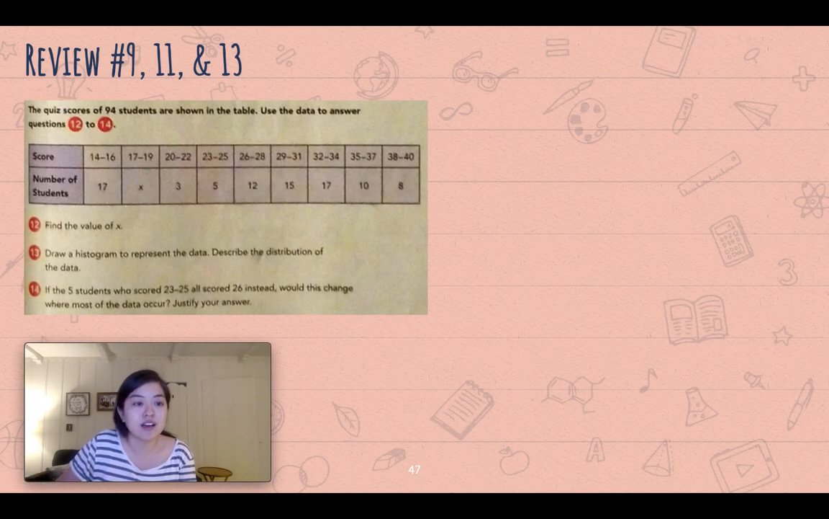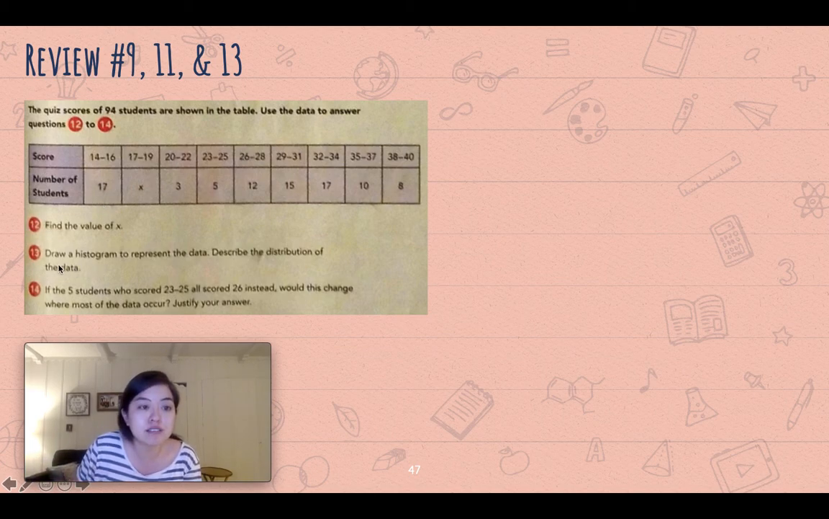All right, now these are quiz scores of 94 students. Now they don't give us this value X, okay? But you know how many students there are, right? Because you know how many students there are, and you know the number of students that are given, including X, we can write an equation to solve for X. Okay, that's how you do number 12. So that's a hint for number 12.